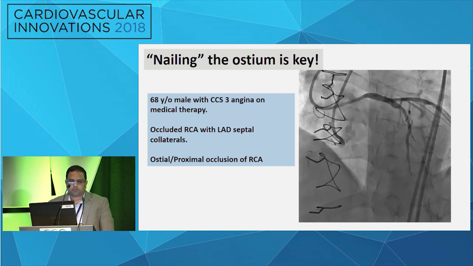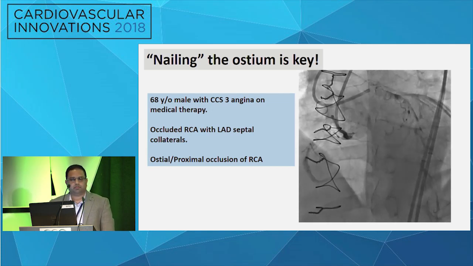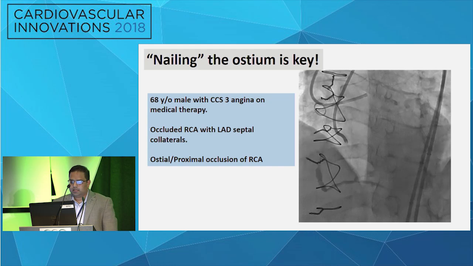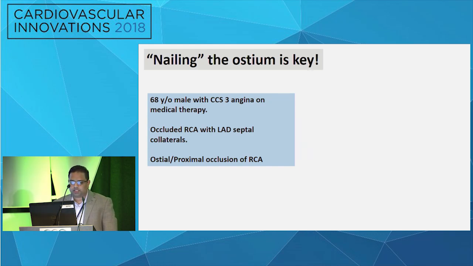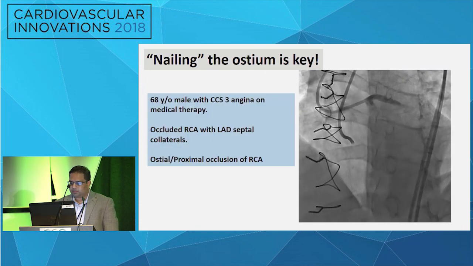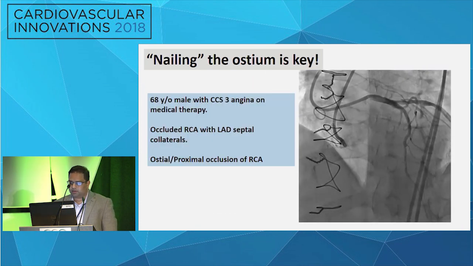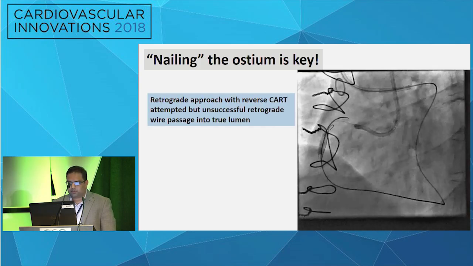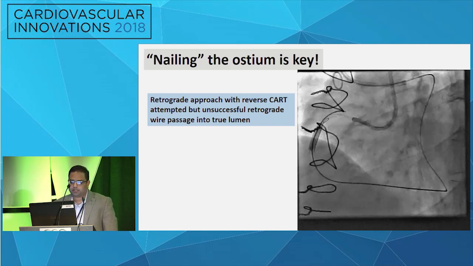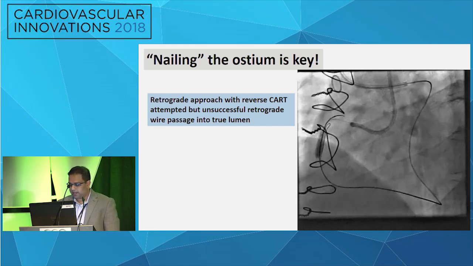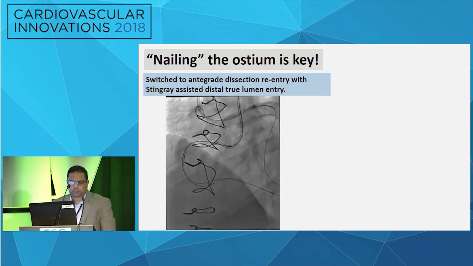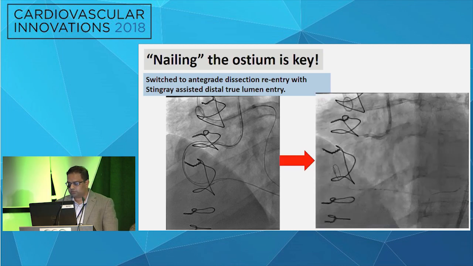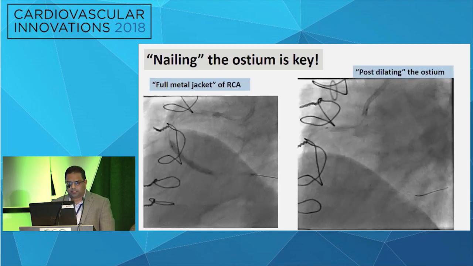So I'm going to show you a couple of cases. The first one is where nailing the ostium is key, and if you don't, you're really in trouble. This is a male with angina, occluded RCA with LAD septal collaterals, and you can see that the RCA CTO involves the very proximal part of the vessel involving the ostium. Reverse CART is attempted, but unsuccessful re-entry back into the true lumen. We switched to an antegrade dissection re-entry with a Stingray catheter and were able to penetrate into the true lumen distally, so we're feeling pretty good.